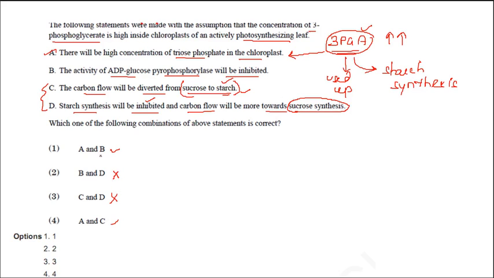Okay, now, so starch synthesis will not be inhibited. It will be promoted. Okay, there will be no more sucrose synthesis. So the extra glucose or extra carbon skeleton will be diverted to starch synthesis, and the enzyme ADP glucose pyrophosphorylase will help in starch synthesis. Okay, so they will not be inhibited. So here A and C is the correct answer.